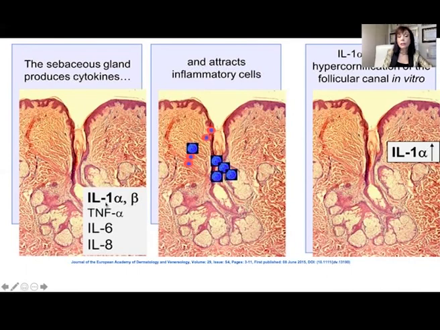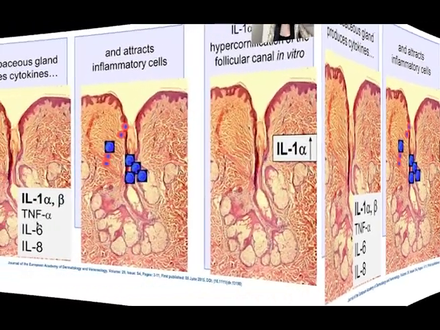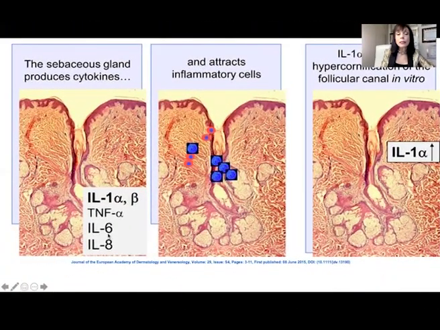Sebaceous glands also produce cytokines. The cytokines are interleukin 1A and B, tumor necrosis factor A, interleukin 6, and interleukin 8. Basically, this attracts inflammatory cells and creates the problem that is expressed in terms of acne.